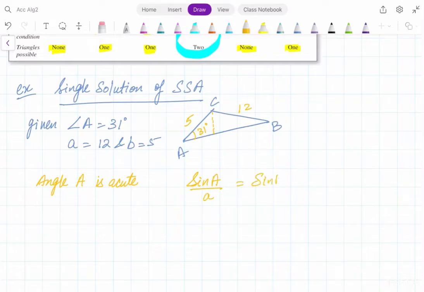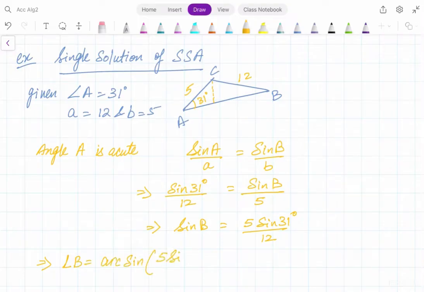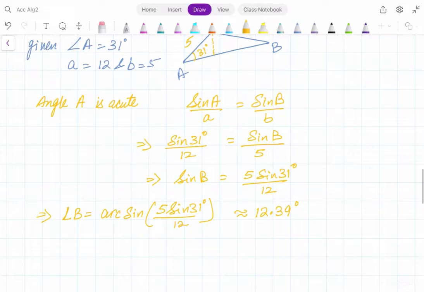Sine A over A is equal to sine B over B because my intention is to find the angle first. That is why we are using the reciprocal of law of sine. So if I put all the information in, I will get sine B is equal to 5 times sine 31 degrees over 12. But remember, I need to find angle B, so I need to take arc sine. So arc sine of the whole entire thing will give you approximately 12.39 degrees. So angle B is 12.39 degrees.